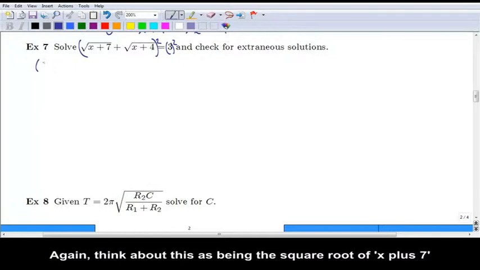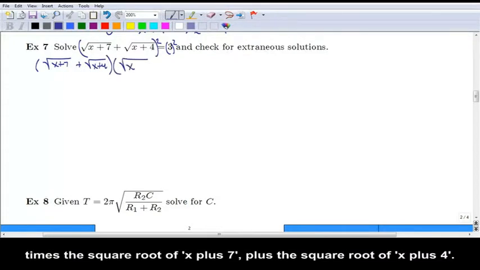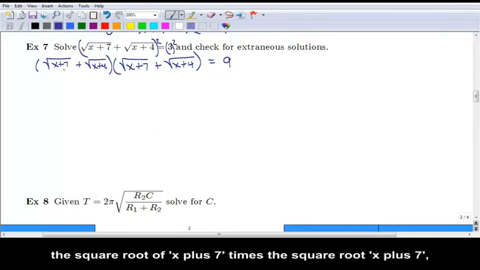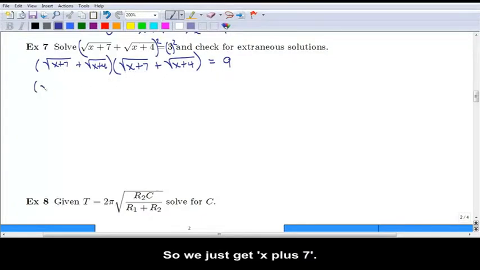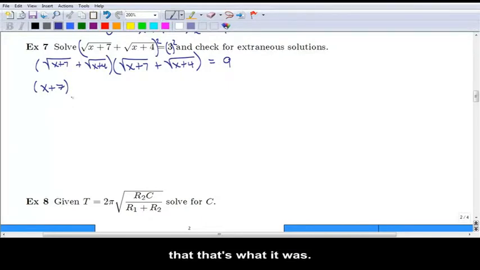Again, think about this as being the square root of x plus 7 plus the square root of x plus 4 times the square root of x plus 7 plus the square root of x plus 4. And then this is going to be equal to 9 in this case. So if we were to multiply this out, the square root of x plus 7 times the square root of x plus 7, those are the same thing. So we just get x plus 7. And I'm going to put it in parentheses just so we remember that that's what it was. It was from that term.